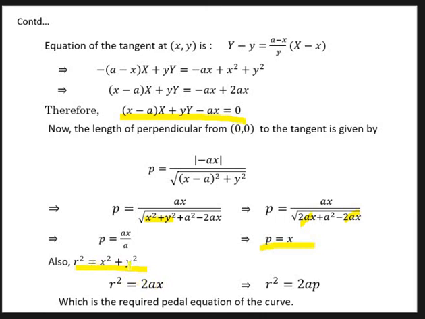Why? Because x square plus y square is equal to 2ax. So r square is equal to 2ax, we get. Further, this implies r square is equal to 2ap, which is the required pedal equation of the given Cartesian curve.